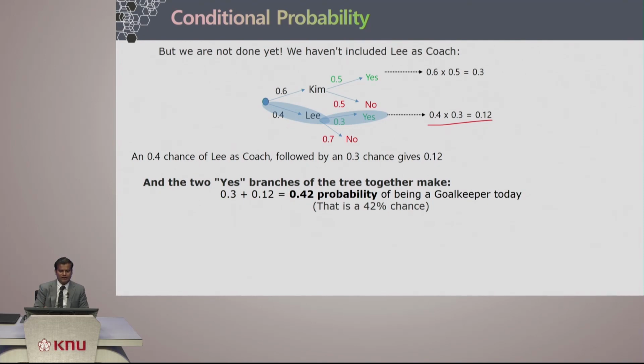So when you add up these chances with the probability of Kim and Lee, you get 0.3 plus 0.12, which is 0.42 probability of being a goalkeeper today. In other words, you have a 42% chance of being a goalkeeper. So can you see how one event is affecting another event? You are talking about you being a goalkeeper, but that really depends on other factors. So that's how we are building up.